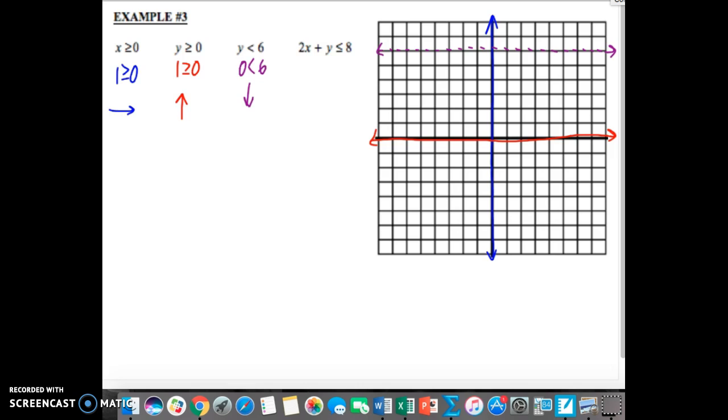And now lastly, we have 2x plus y is less than or equal to 8. We can go ahead and solve for y. So let's subtract 2x. So we have y is less than or equal to negative 2x plus 8. So since our y-intercept is up at 8, then we have a slope of negative 2 over 1. So down, right 1, down, right 1, down, right 1, down, right 1. And since it's a less than or equal to sign, we know that this will be a solid line.